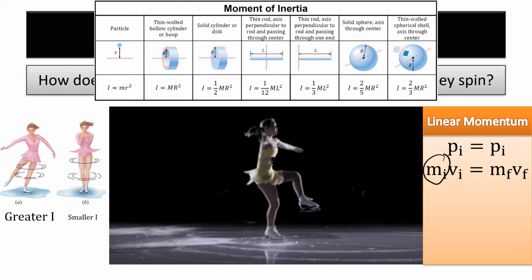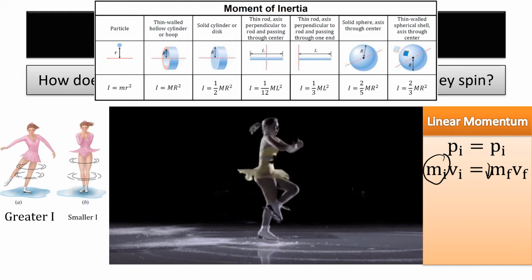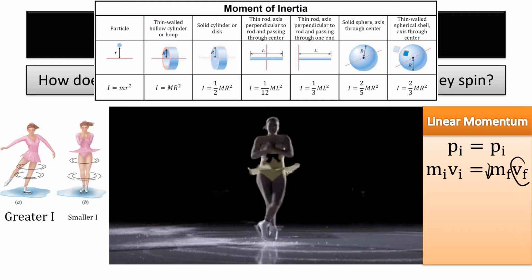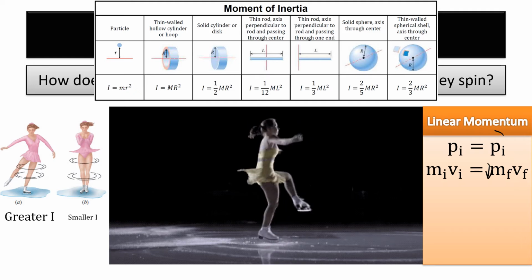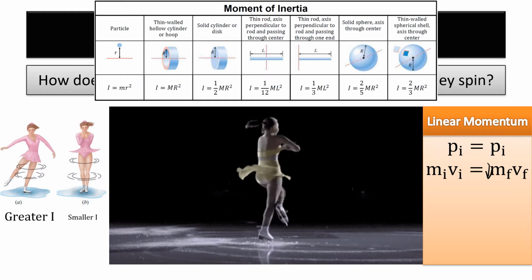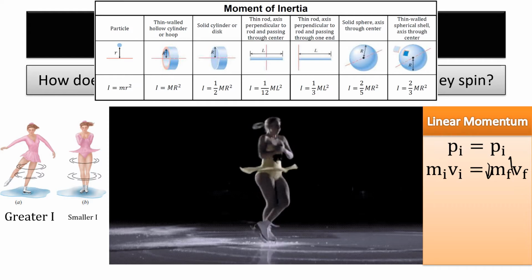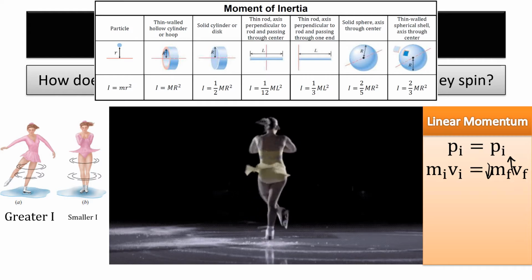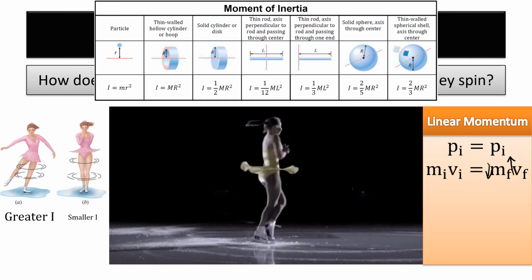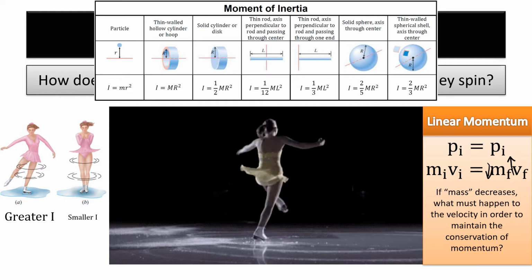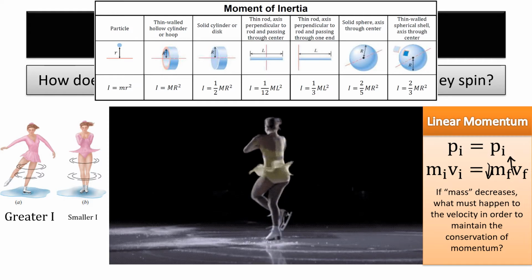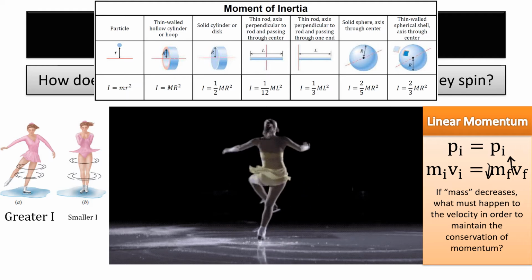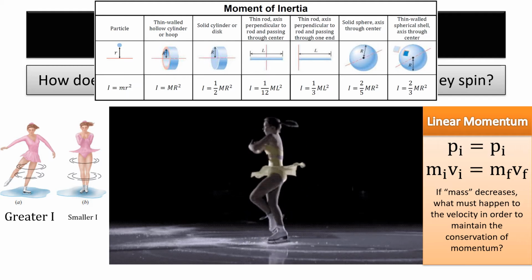If the mass decreases, what has to happen to your velocity in order to maintain the conservation of momentum? Your velocity must increase in order to compensate. That way this term is equal to that term. The initial momentum is equal to the final momentum. So it says if mass decreases, what must happen to the velocity in order to maintain the conservation of momentum? The velocity must increase. Very good.